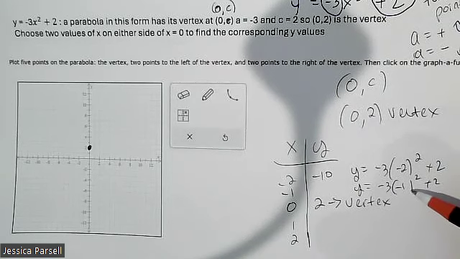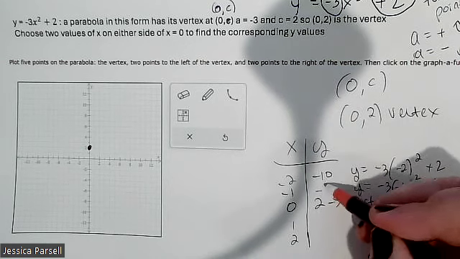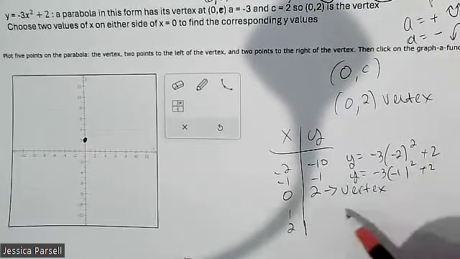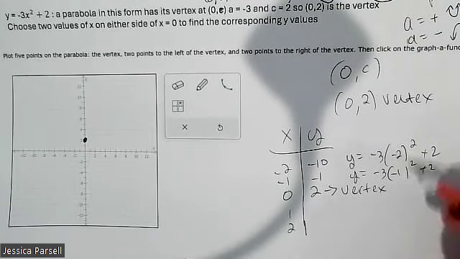So -1 squared is -1 times -1, which is 1. 1 times -3 is -3. -3 plus 2 gives us -1. We don't have to do the vertex. I mean, you could write it out if you wanted to.